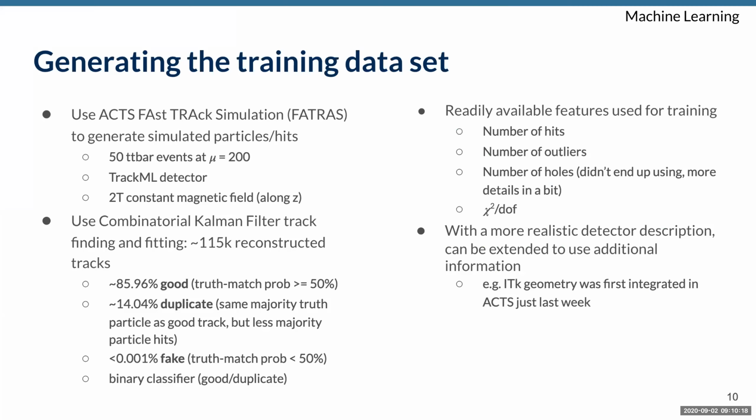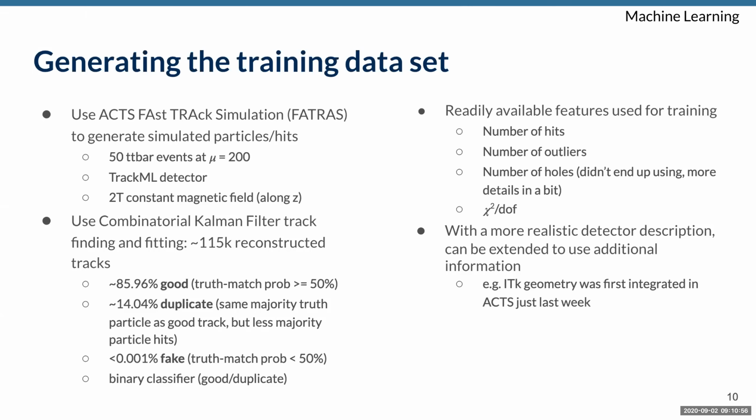The first step in trying to train our network is to generate a training data set. Here we use the fast simulation in ACTS to generate simulated particles and hits. We generate 50 tt-bar events at an average pileup of 200 inside of a generic TrackML-like detector, and also in a constant 2 Tesla magnetic field. Then once we have the simulated hits, we can use a combinatorial Kalman filter to find the tracks and also fit the tracks.